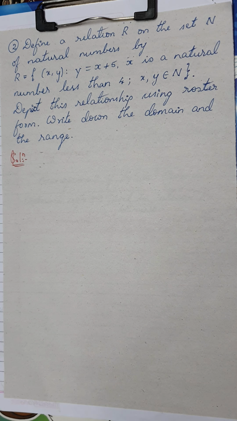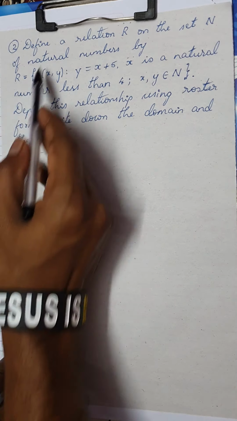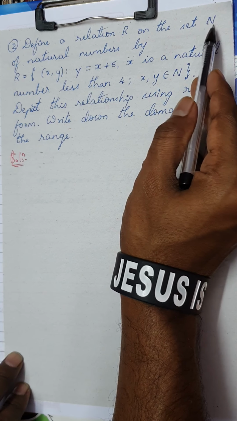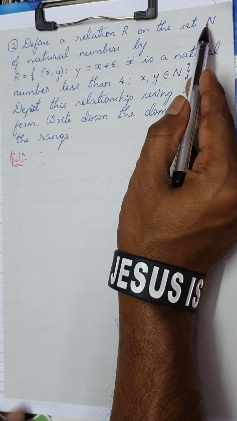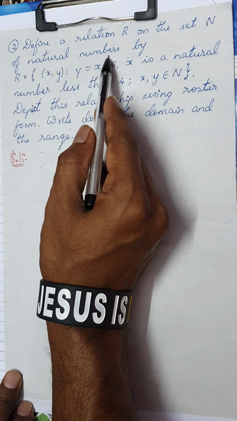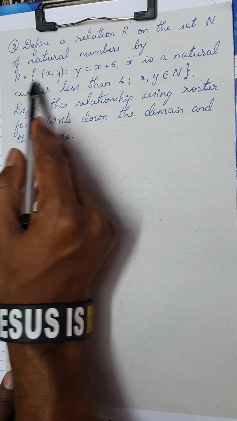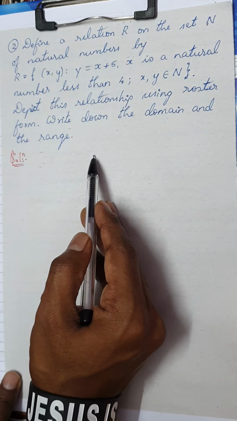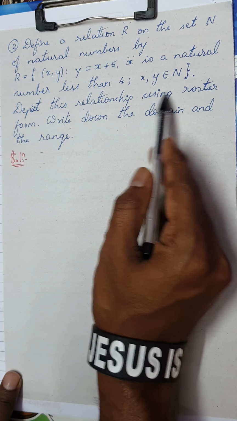The second question reads like this. Define a relation R on a set N. So what is the set required? The set of natural numbers N. By, there is a relation given. We will note it down. Okay. Depict this relation using roster form.